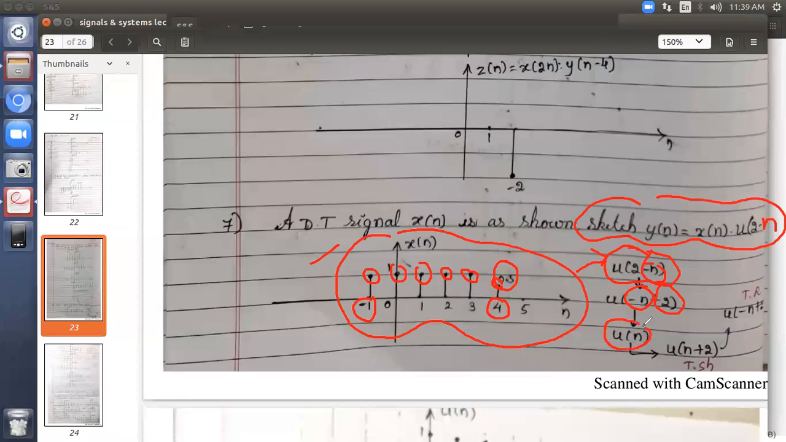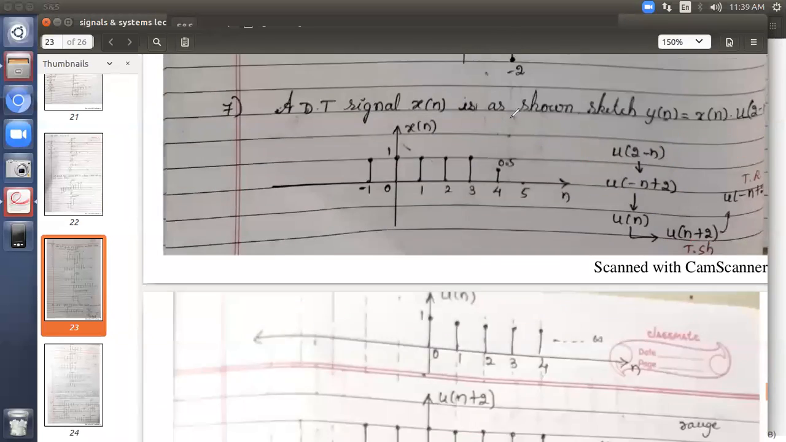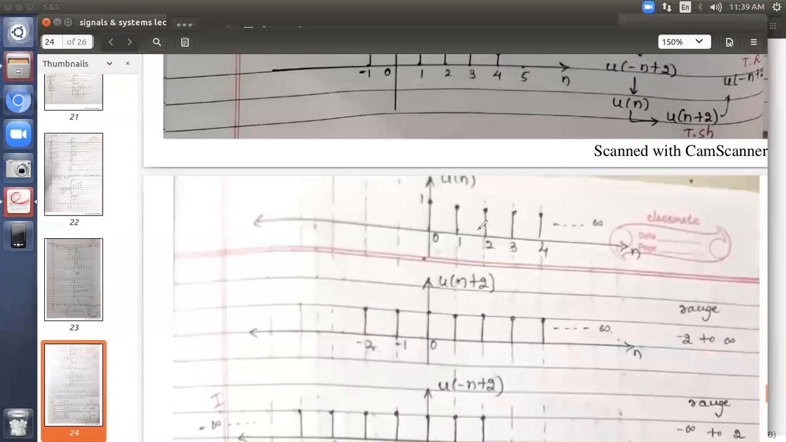You start with u of n, then as you have two operations involved, first shift and then scale. So go for shifting by plus 2 and then go for reflection. These are the steps to be followed. So let us start the problem. I hope it is visible to all.